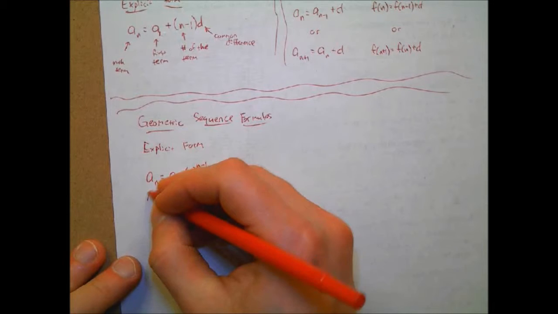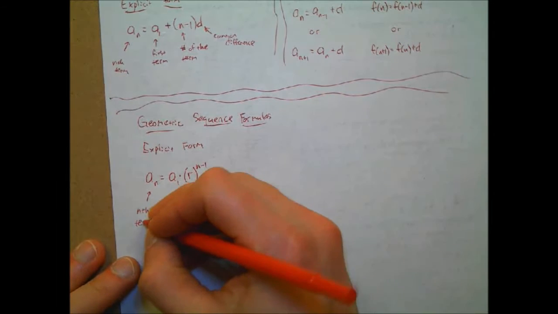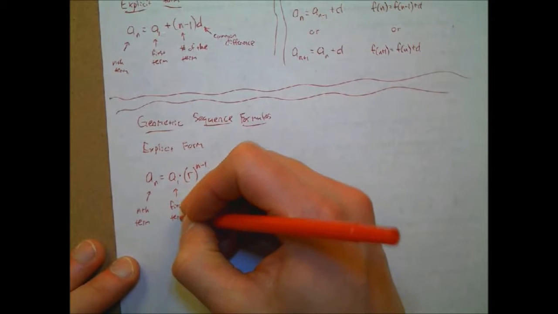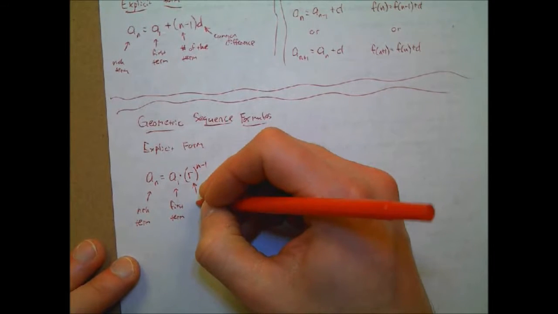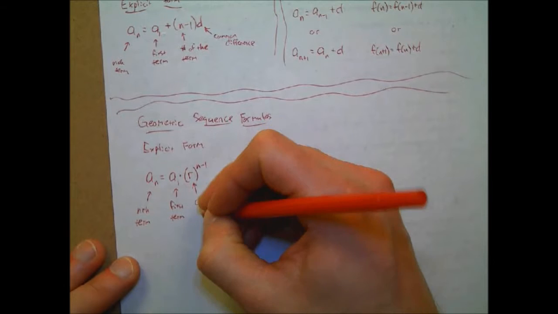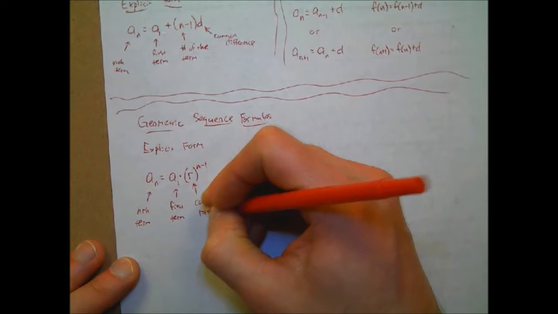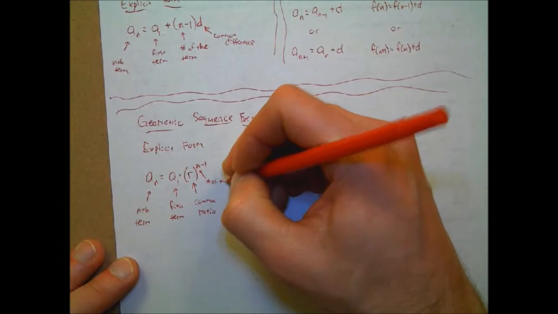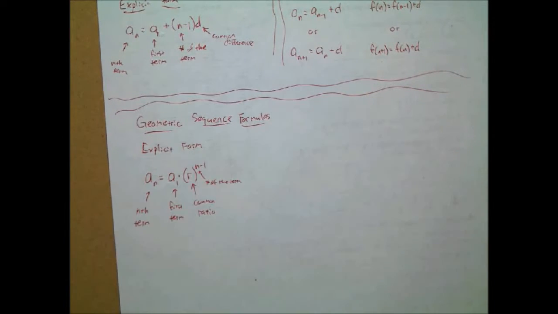There's your nth term again. There's that first term, just like we had in the arithmetic. r, which stands for the common ratio. And then n, which stands for the number of the term. Is that a sub 1? Yep, a sub 1.